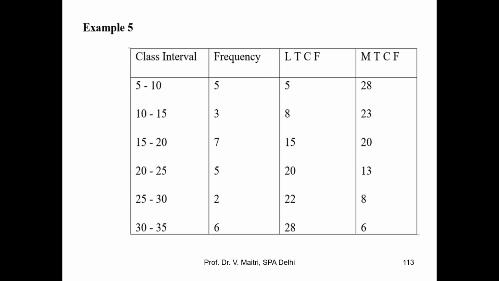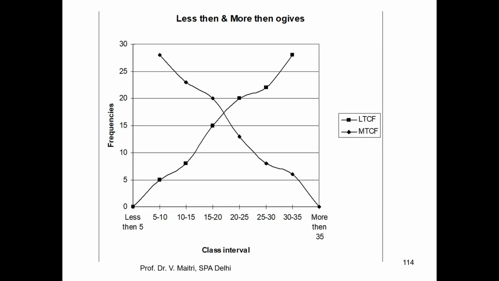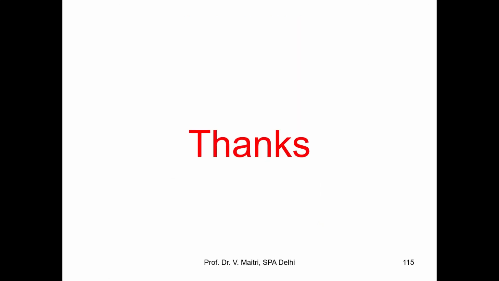Class intervals 5 to 10, 10 to 15, 15 to 20, 20 to 25, frequencies, less than cumulative frequencies and more than cumulative frequencies. We already know how to calculate them. So when we draw it, it looks like this. Either you draw from your histogram or draw directly from this. So this is the curve. This is the median that shows us the values. So we are able to present less than and more than ogives.